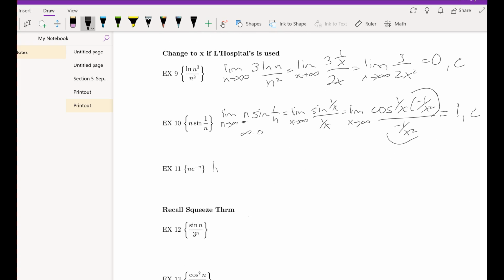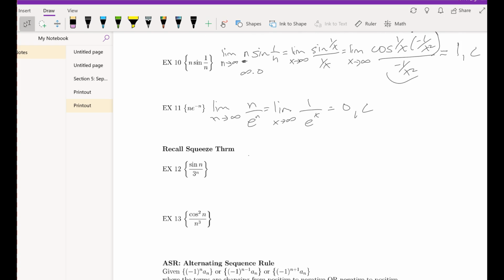This one again, I'm going to need to employ L'Hopital's rule, and I will just put the e to the negative n in the denominator right away. So now changing it to x's and taking the derivative of the top and the bottom at the same time, I end up getting 0, so it converges.